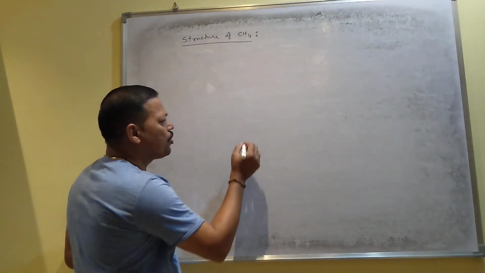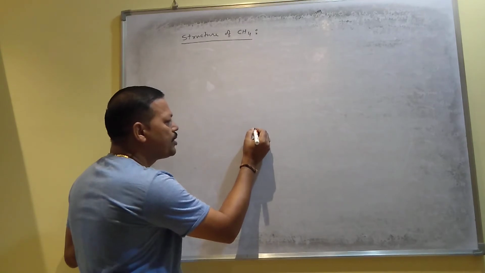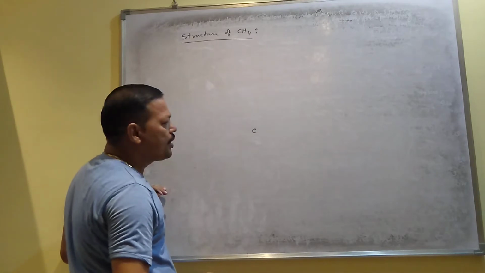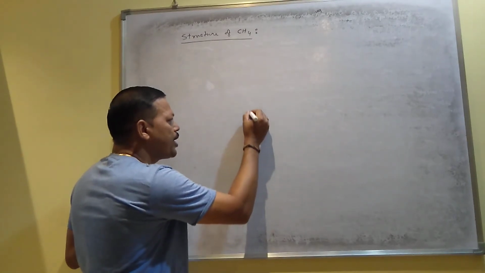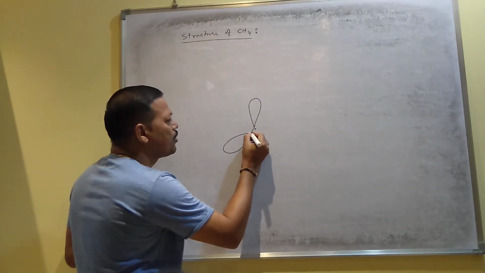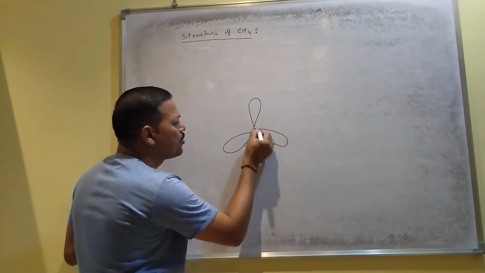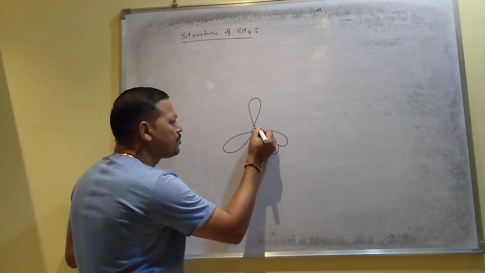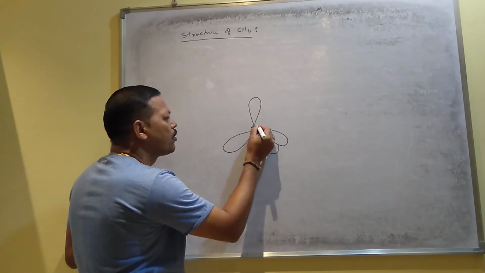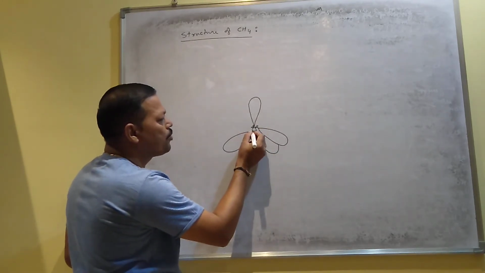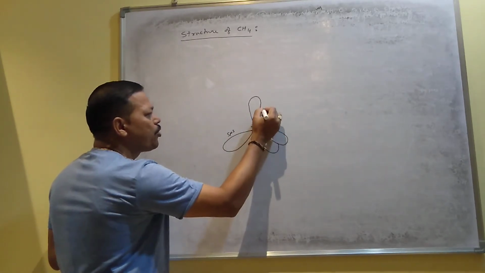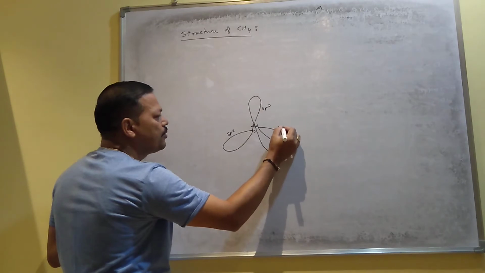Yesterday we learned that when carbon undergoes sp3 hybridization, it produces 4 sp3 hybrid orbitals, and those 4 sp3 hybrid orbitals are tetrahedrally arranged like this. This is a 3D structure. One lobe is larger, another lobe is smaller. So these are the 4 sp3 hybrid orbitals of carbon.